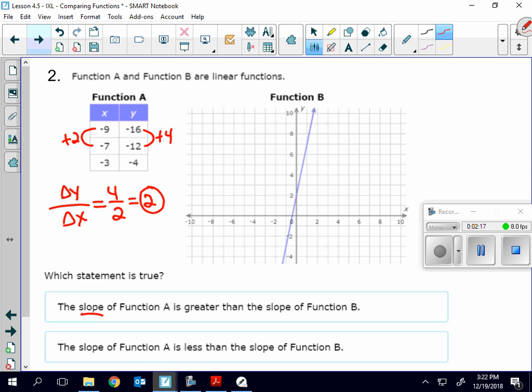Let's compare that to the slope of function B. Find 2 points on your graph. This looks similar to the last one. I go up 1, 2, 3, 4, 5, and over 1. They're not always going to be the same. Okay, the slope of B is 5. So is the slope of function A greater or less than B? And the answer for this one, too, is obviously less.